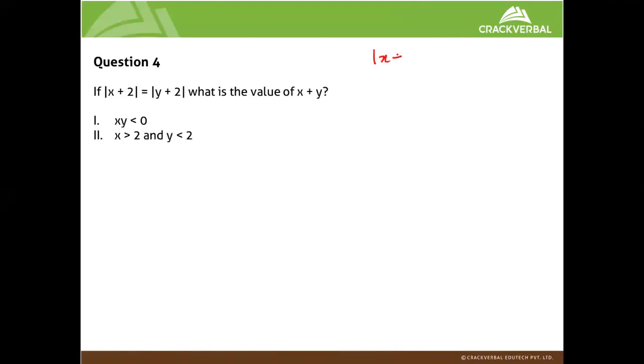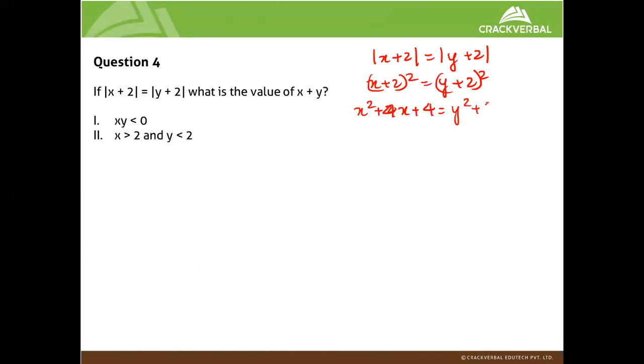Now, Himanshu, this is especially for you. Mod of x plus 2 is equal to mod of y plus 2. So the first thing I would do is to square both sides and remove the mod. So that would be x plus 2 whole square is equal to y plus 2 whole square. So I have x square plus 4x plus 4 is equal to y square plus 4y plus 4. So clearly I can cancel out the 4 here, and I have x square minus y square is equal to 4y minus 4x, right?